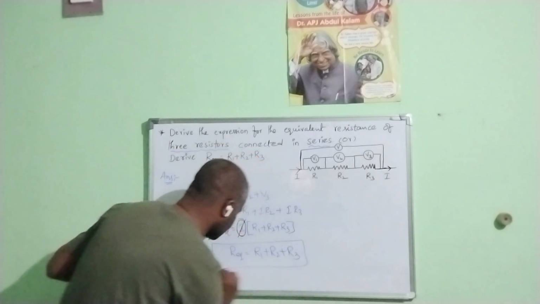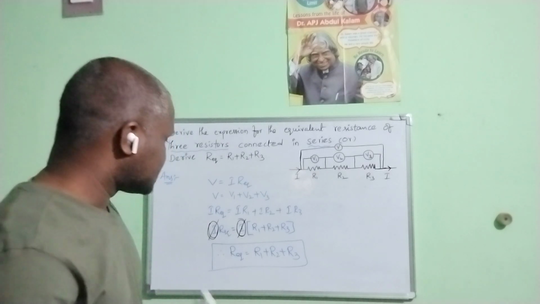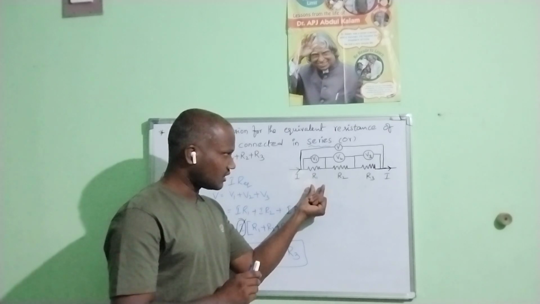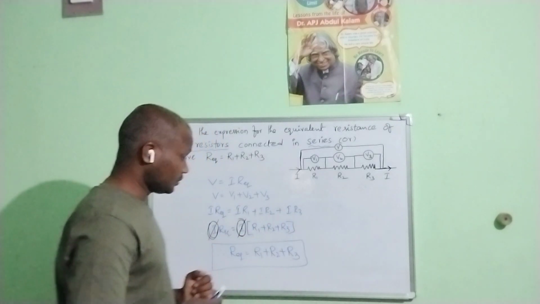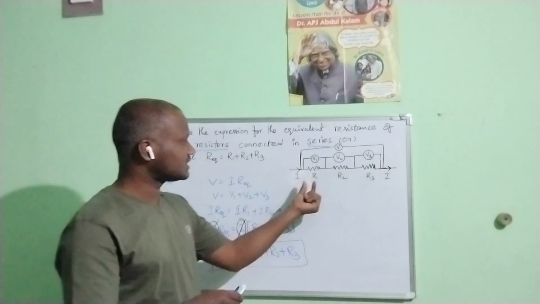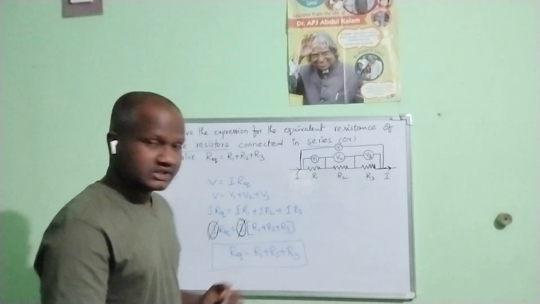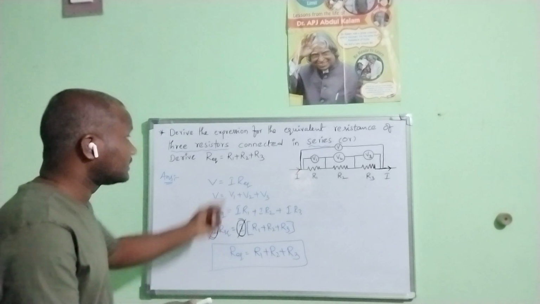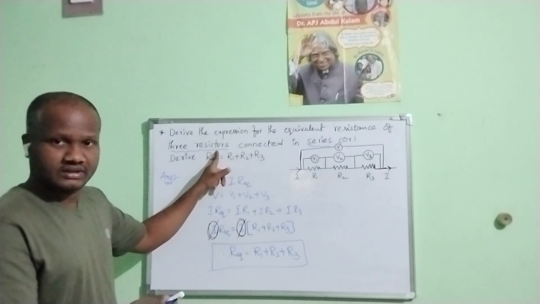This is the expression. From this expression what can we conclude? The sum of the individual resistances R1, R2 and R3 is equal to the equivalent resistance when the resistors are connected in series. That's it.